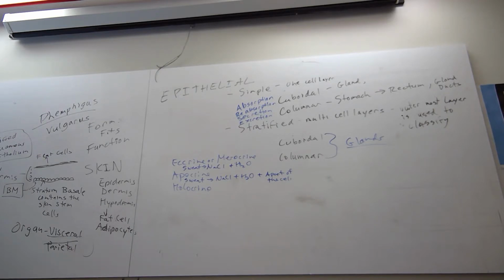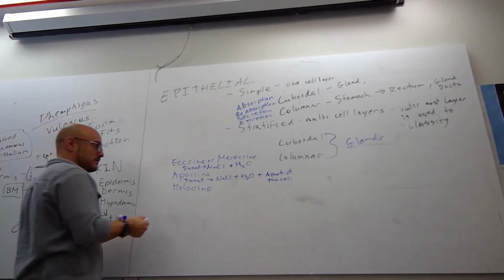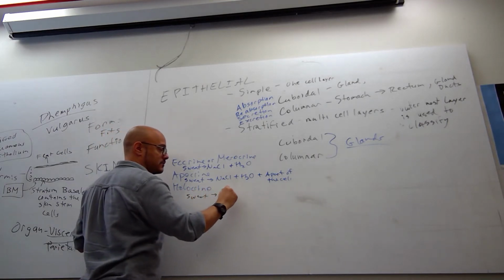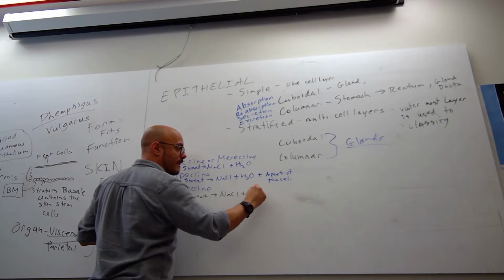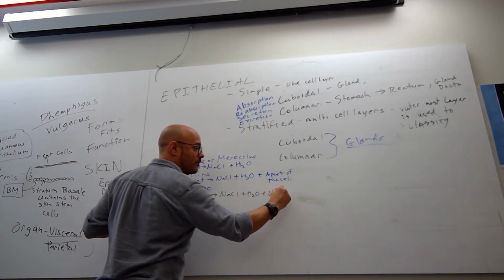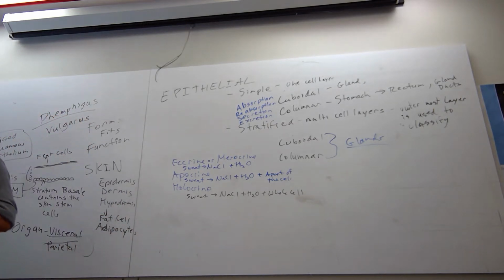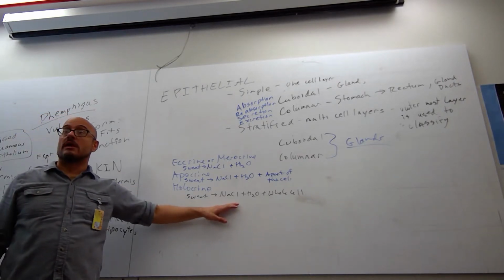Now, holocrine, if they're secreting sweat, they'll release salt, water, and the whole cell. That means the whole cell is going to be released from the gland, secreted and ultimately excreted. Once it's lost by the gland, it's not going to be recovered by the gland. Guys, you got me?